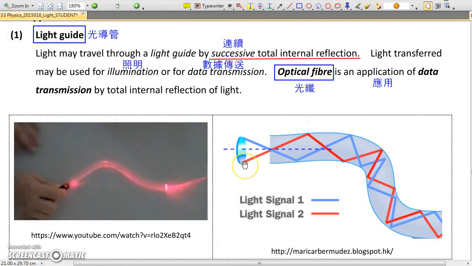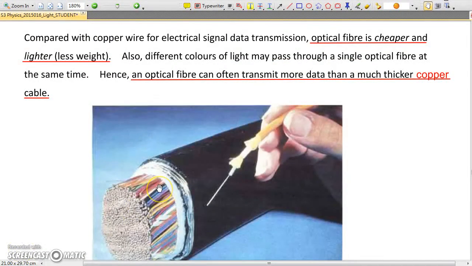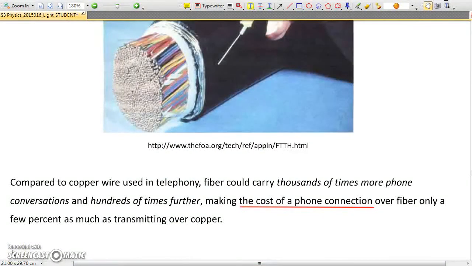Light carrying signal travels through optical fiber by successive total internal reflections. When compared with copper wire for signal transmission, optical fiber is cheaper and lighter because different colors may pass through a single optical fiber at the same time. So optical fiber may transmit more data than a much thicker copper cable. And that explains why phone calls are so cheap and why internet is basically free.